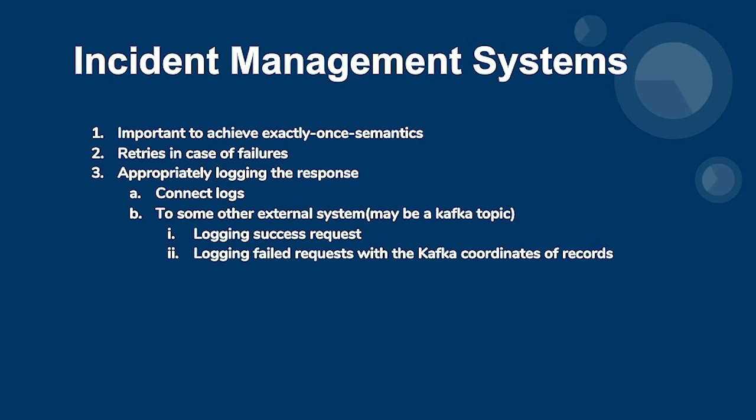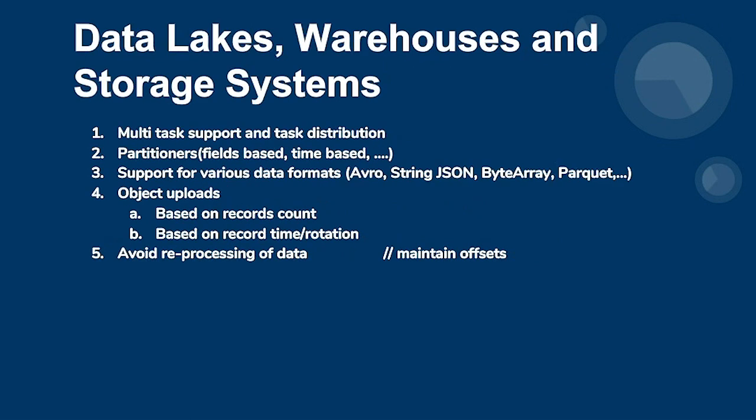In case of data lakes, data warehouses and other storage systems, we can support multiple tasks and distribute and delegate work accordingly, so as to add more and more throughput to the connector and improve its performance. We can introduce partitioners into the system that can help us determine how the data is to be written into the target system. It can be on the basis of Kafka record coordinates, based on time, and also the value of the field present in the Kafka record key or value.